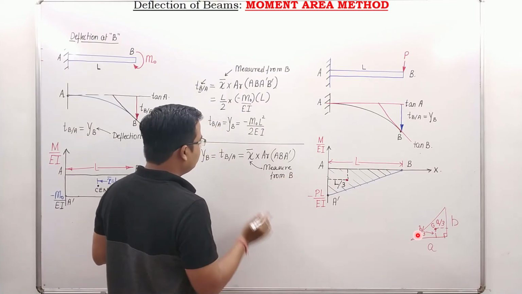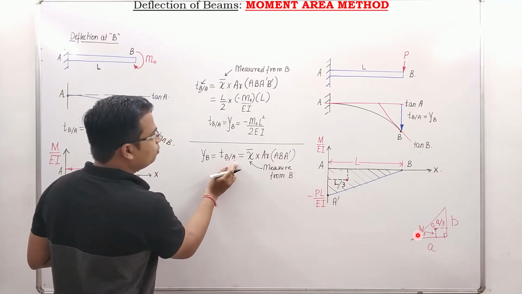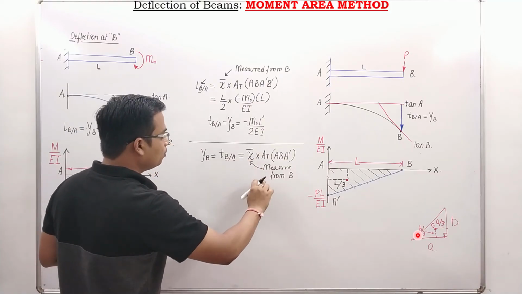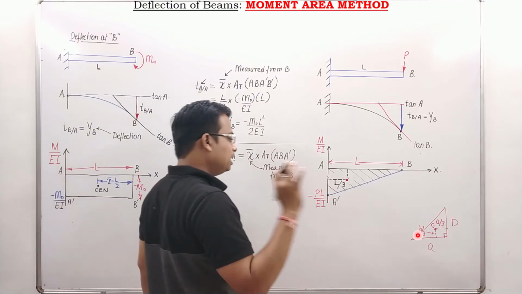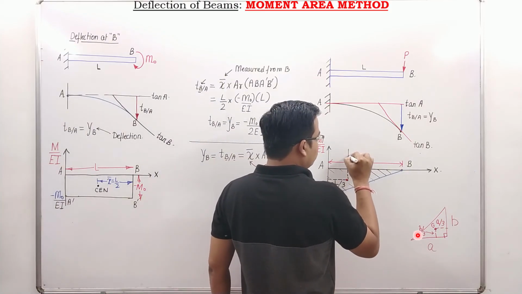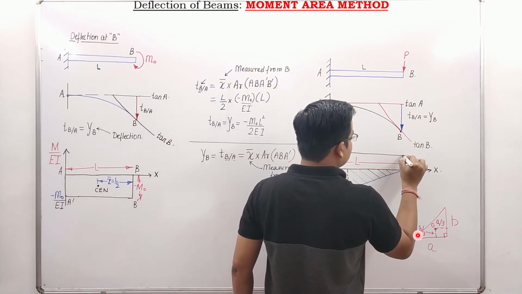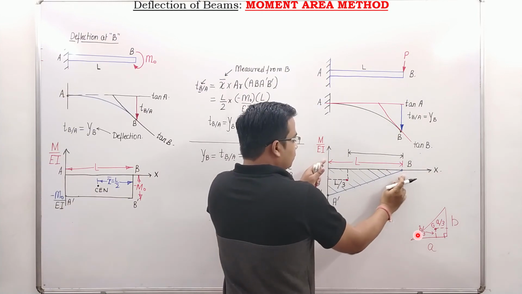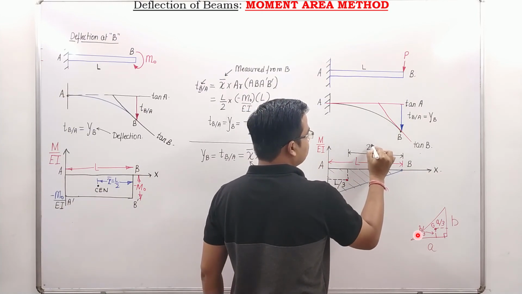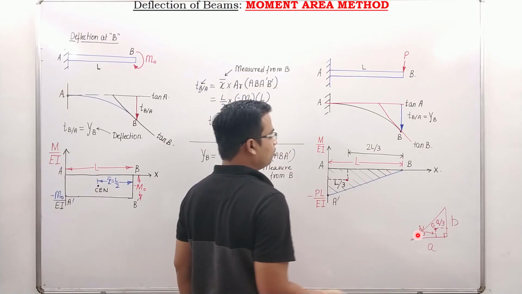Remember, these are all the small things which you need to remember. Measured from B. Why? Because it is T_B/A. Had this been T_A/B, then you would have to measure it from A. Anyway, you need to know this measurement. So how much is this? L minus L by 3. Obviously, this is going to be 2L by 3. And there you go. We have all the values.